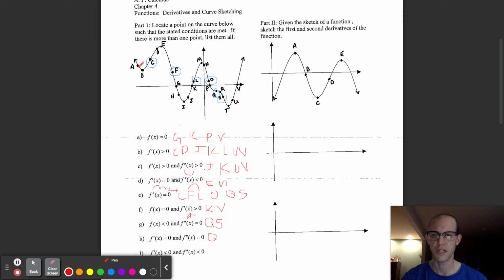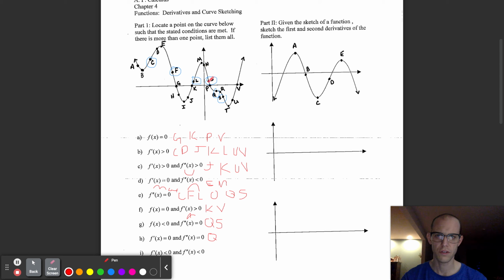Here's decreasing but concave up. Here's some concave down stuff but still increasing. Now we're concave down, but that's an inflection point. And now we're concave up, so we have to skip over all of this. Here we're concave down and decreasing at N, so that's our first value.